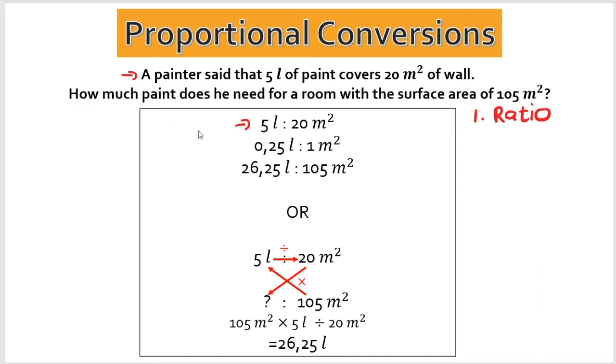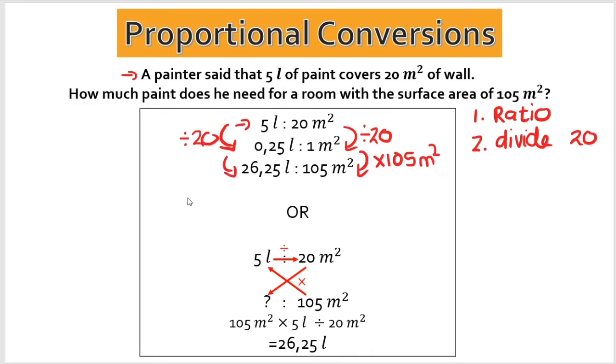Then I want to see how much paint does he need for a room with a surface area of 105 meters squared. So because we are working on the meters squared side, we are going to divide with 20 because we want to know how much paint would 1 meter squared use. So we divide with 20 on both sides. And then because I know I have 105 meters squared in surface area, I'm going to multiply with 105. So even though we are working here with different quantities, we are working with a proportion, we can still use the same ratio method. So if I multiply both sides with 105 meters squared, I get 26.25 liters for each 105 square meters.